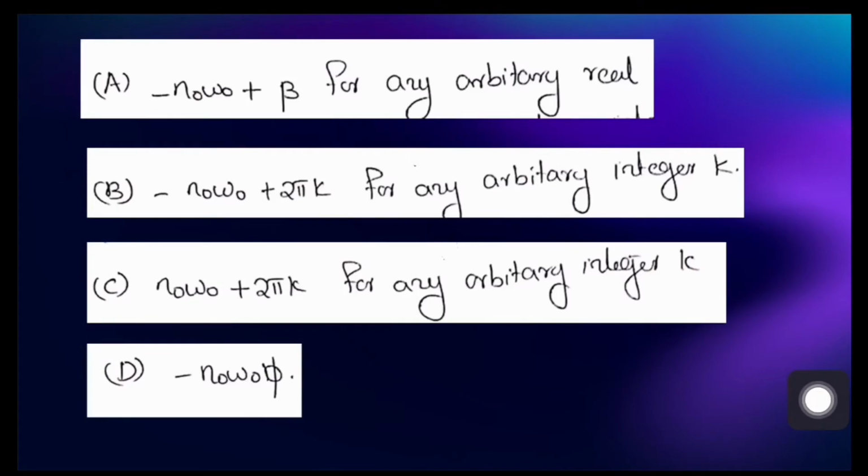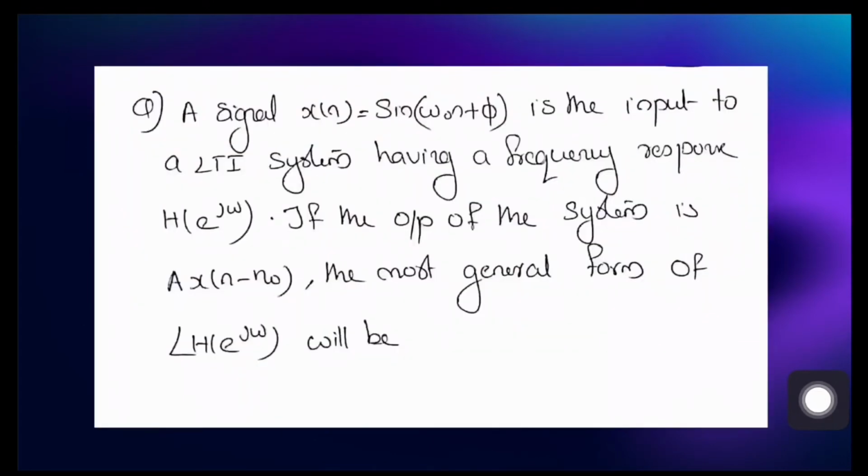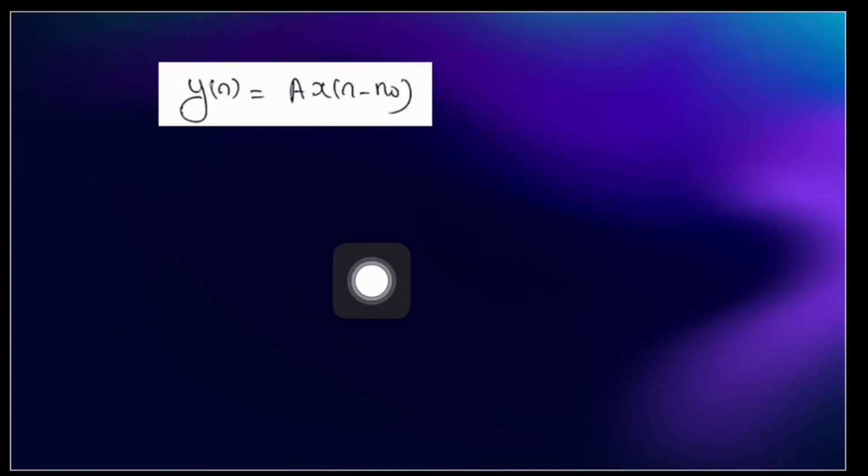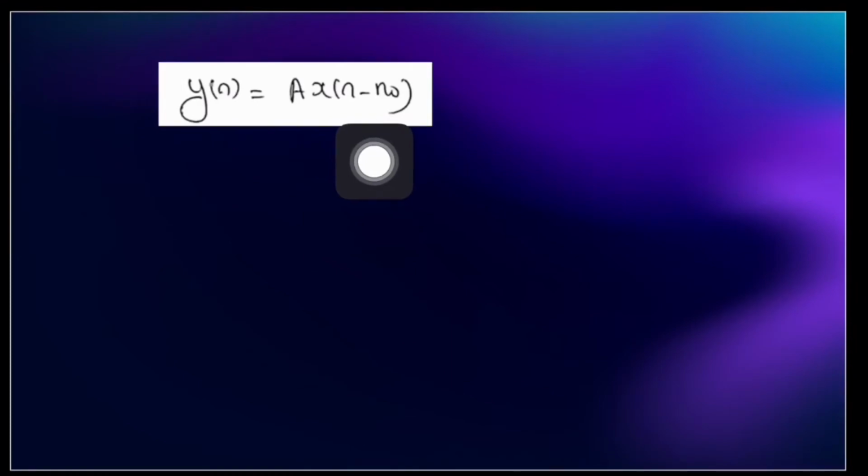Let us first analyze this question. Here we have an LTI system. Its input is given as sine of omega 0 n plus phi and the output is defined as a into x of n minus n0. We are asked to find out the nature of the angle of the frequency response H of e raised to j omega. Alright, so we can write the output of the LTI system, y of n, is equal to a into x of n minus n0.